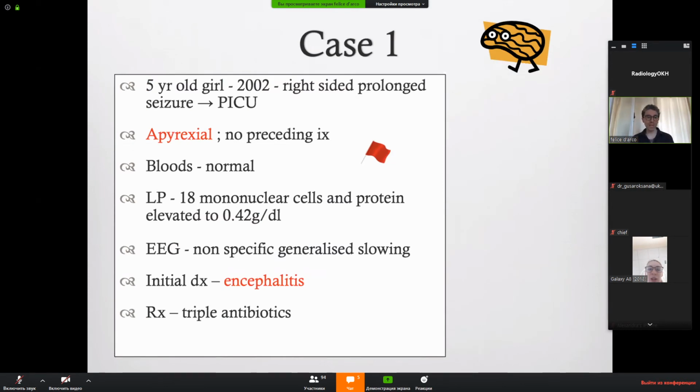Now, case 1, a 5-year-old girl, 2002, right side prolonged seizure, no fever, important thing. But they found 18 mononuclear cells and elevated protein in the lumbar puncture, so CSF. EEG non-specific, but generalized slowing. Blood was normal. They say clinically this is an encephalitis. They do antibiotics. And I need to thank for this information Dr. Hacohen and Dr. Mankad and Dr. Hemingway. They are leading on that part, so they gave me a lot of cases.